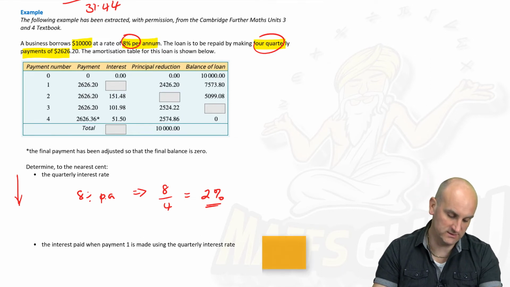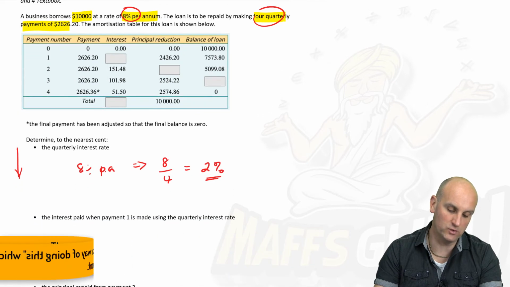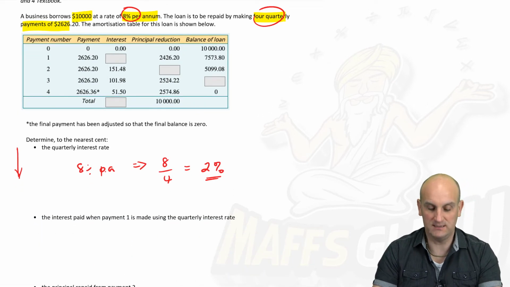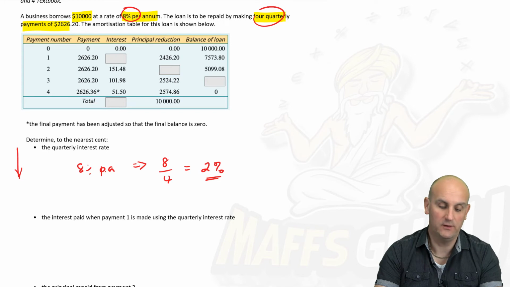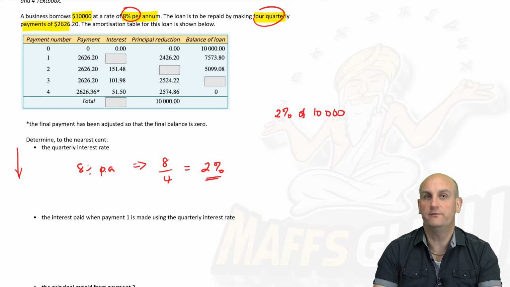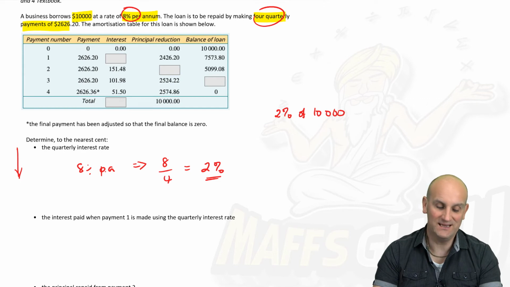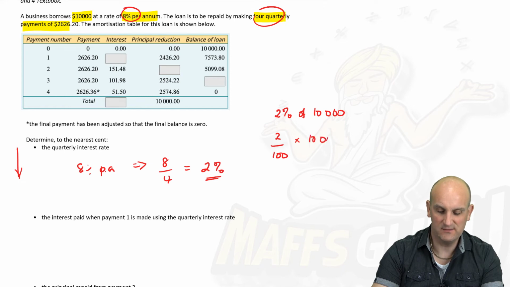Thank you very much. What does it say now? The interest paid when payment 1 is made using our quarterly interest rate. Okay, so if you remember, how do we do this? We need to do an interest rate of 2% on the balance of this loan. So basically, the easiest way to do it is 2% of $10,000. So 2% is 2 on 100 times 10,000.